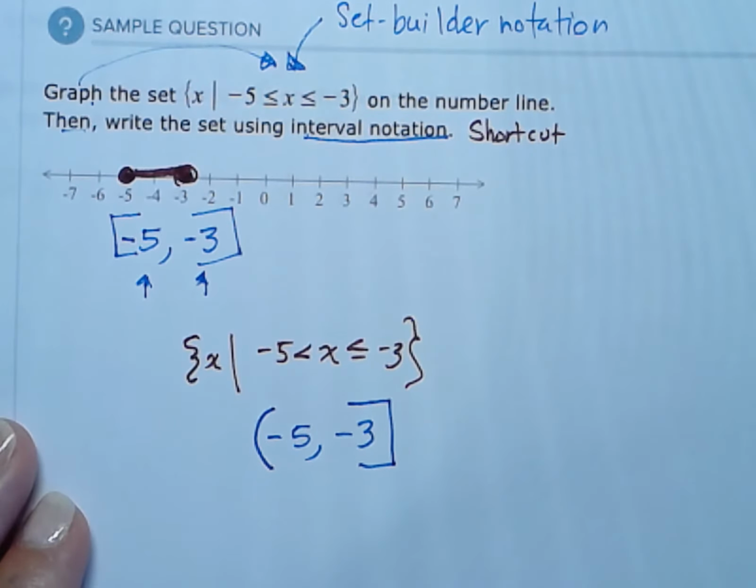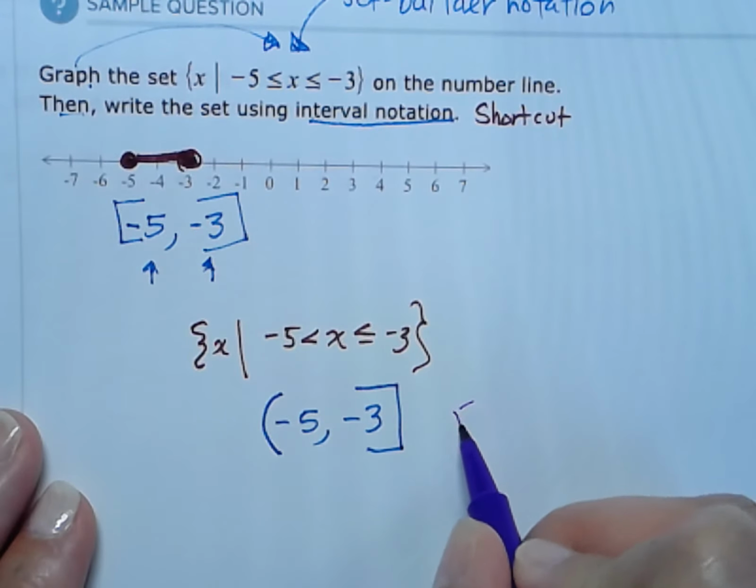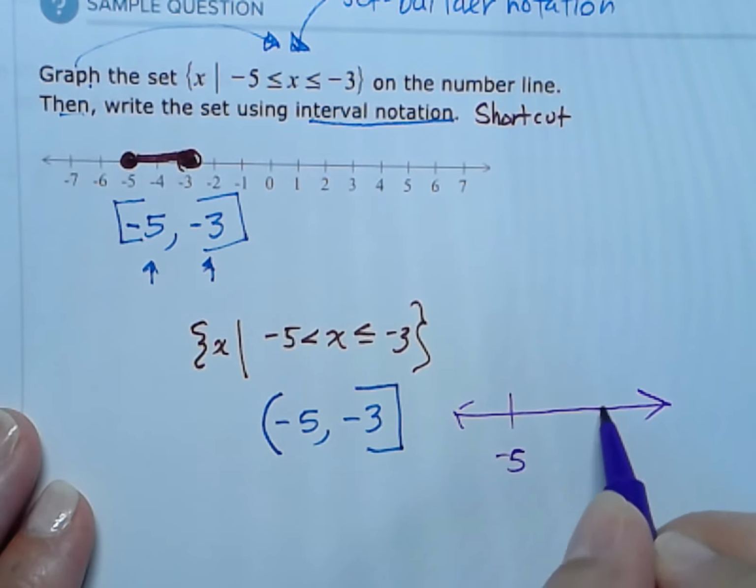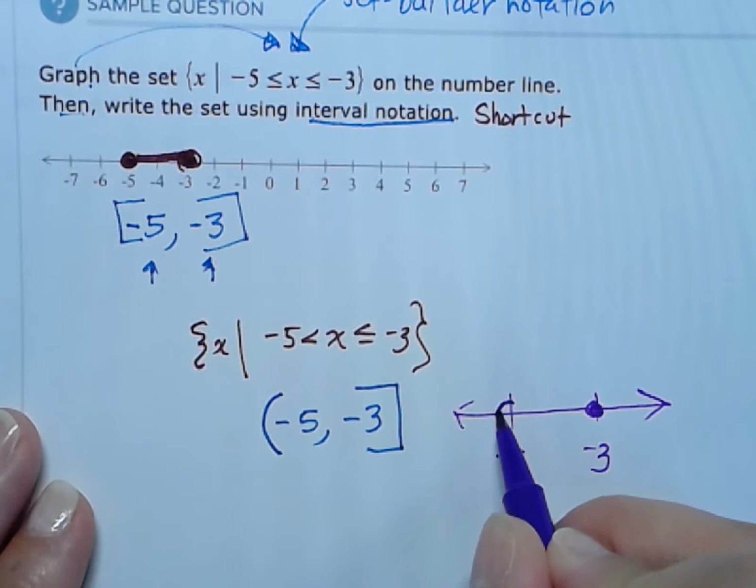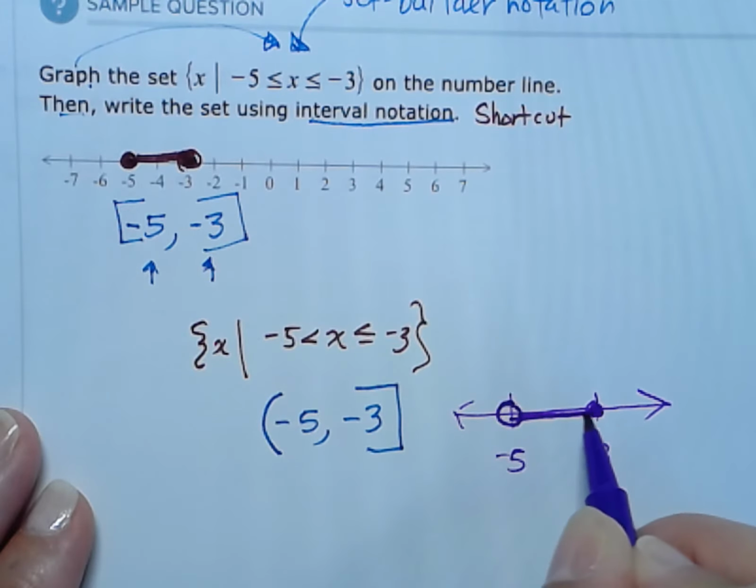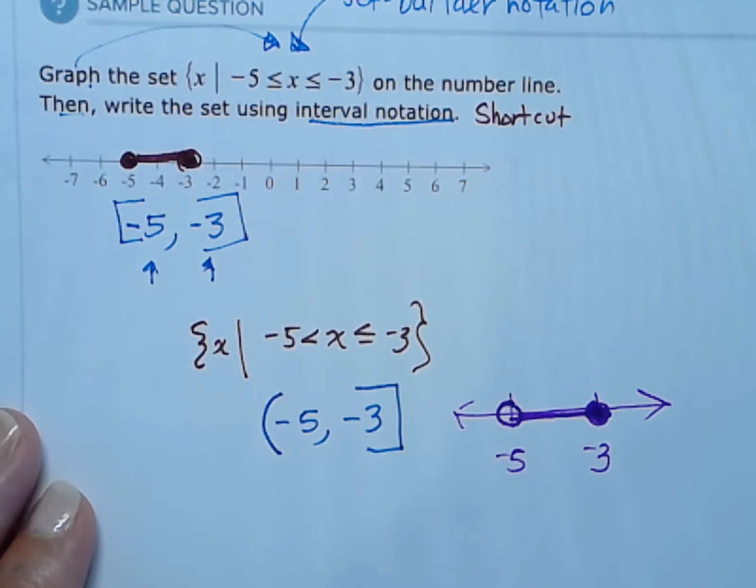So on the number line, this one would look like this. So here's -5, here's -3. We'd have that solid dot on -3 again because it was an equal to, but instead of a solid dot on -5, we would have an open circle because X can't be -5, it's not equal, but it can be -3.